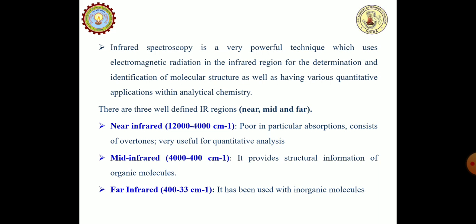The third one is the far infrared region. The range is in between 400 centimeter inverse to 33 centimeter inverse. This range has been used less when compared to other ranges such as the near infrared and mid infrared regions. It is used with inorganic compounds, to analyze or investigate the atoms, metallic bonds, molecular skeleton or molecular complexes in inorganic compounds.